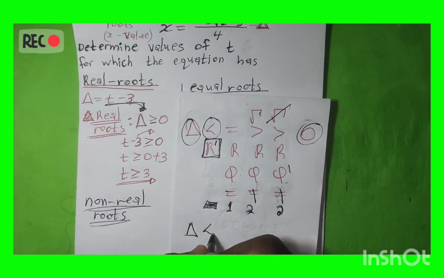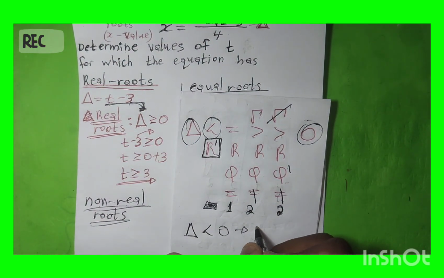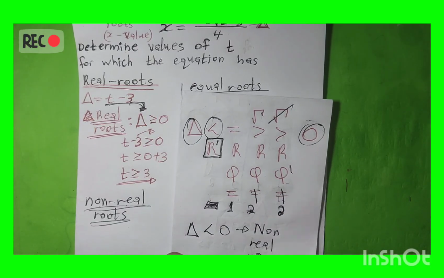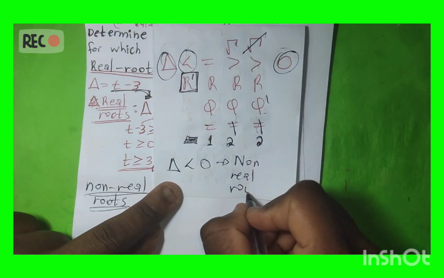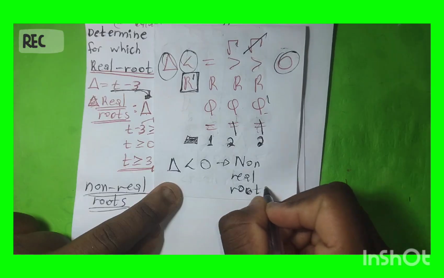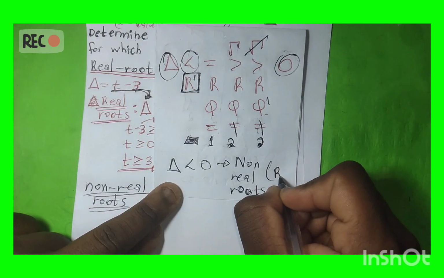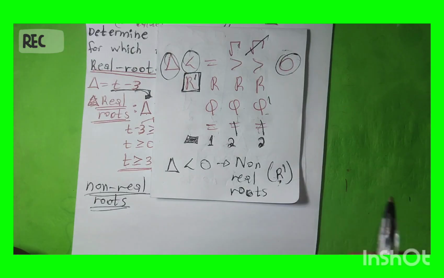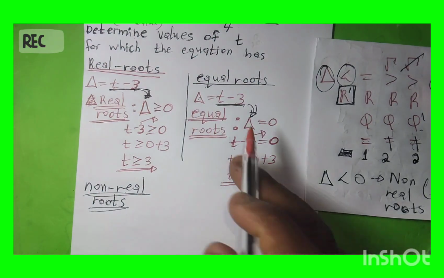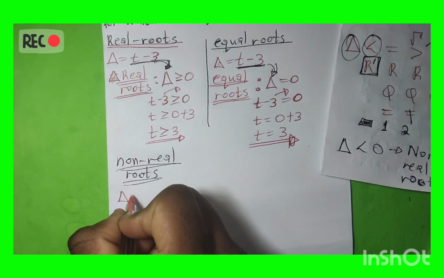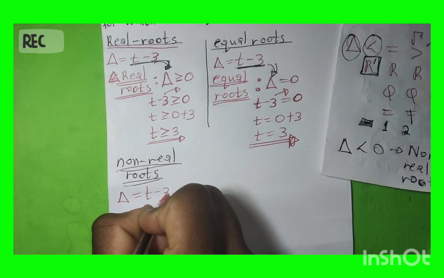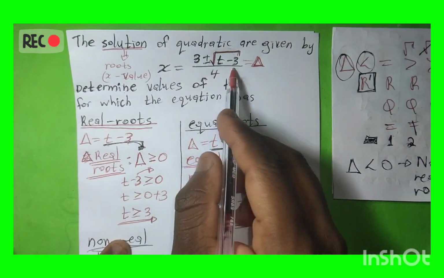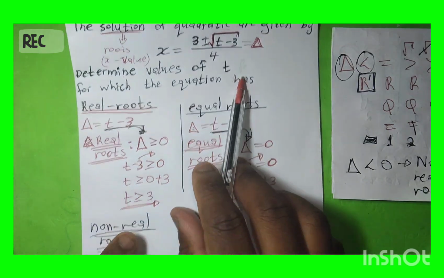When delta is less than 0, it will got what? Non-real roots there. Non-real roots there. Do you see? Just know, guys, a non-real roots, it is that symbol. Non-real. That one. So I know my delta is this one there. It's equal to t minus 3. Where did I know that delta? I know it according to that equation. What is inside the square root?